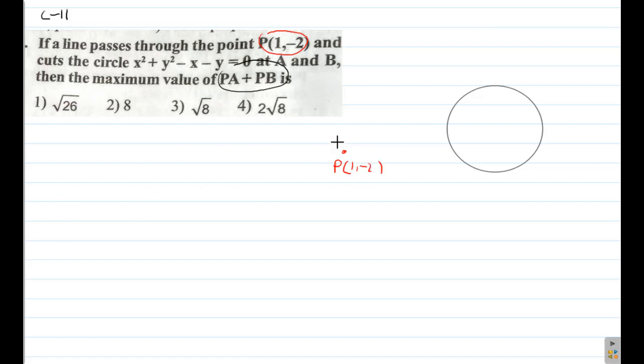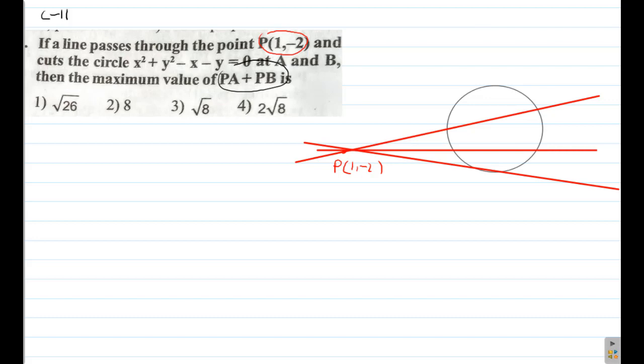Now through P you can draw infinitely many lines. This is one line, this is another line, this is another line. You can draw infinitely many lines. The interesting thing is, you want this line intersecting the circle at A and B. This is A, this is B, or this is A, this is B. The question is PA plus PB should be maximum. PA plus PB should be maximum means that the line should pass through the center. That is the interesting thing. The line should pass through the center of the circle. Then we get PA plus PB as maximum.